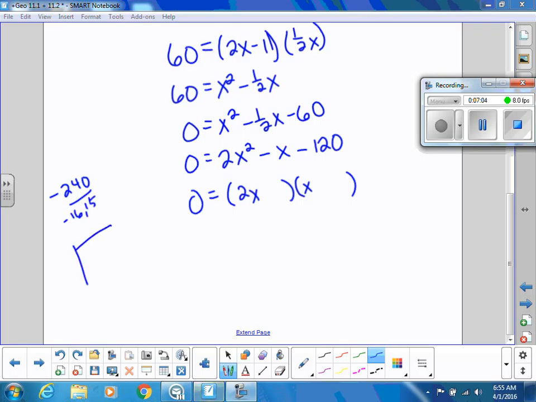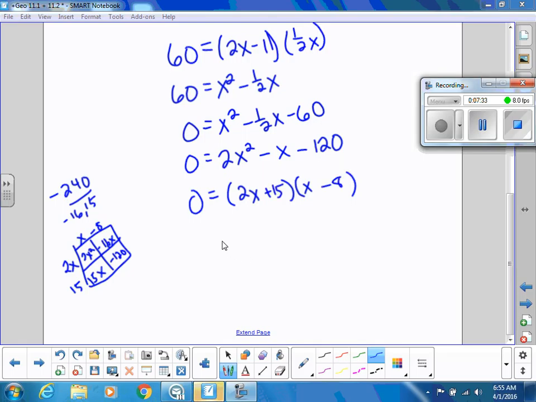So you could do your little box here. This would be 2x squared. This would be negative 120. This would be negative 16x. This would be 15x. Okay, just so you could see where I'm getting all this. So this would be our 2x. This would be 15. This would be x. And then this would be negative 8. So I'm going to have 2x plus 15, and then x minus 8.